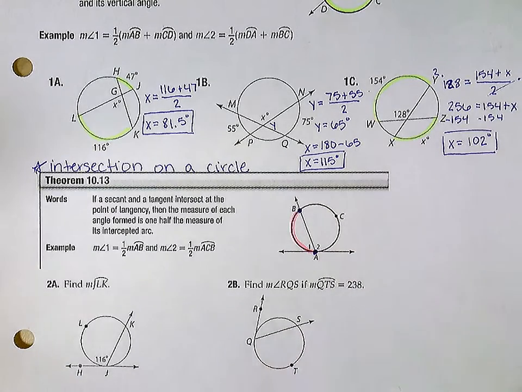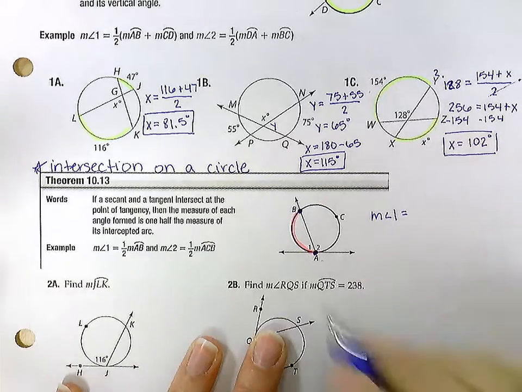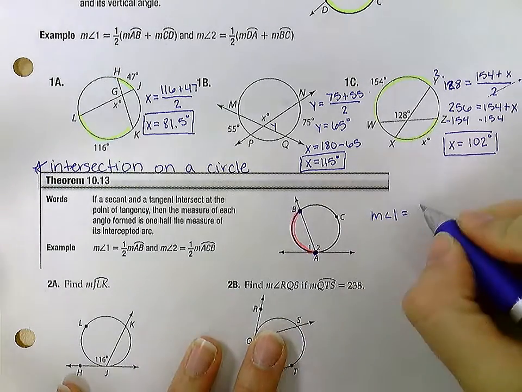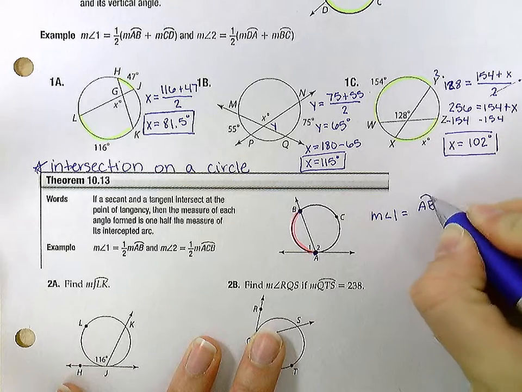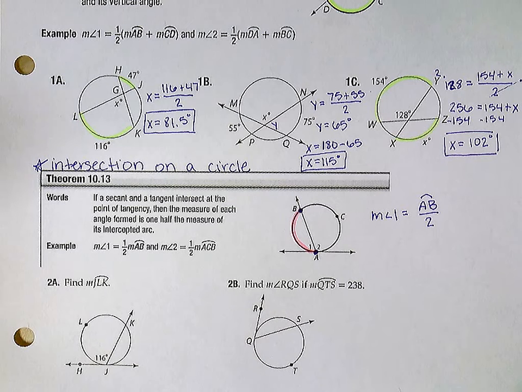So all I have to do to find the measure of angle 1 is take my arc, AB, and divide it by 2 since it's an intersection on that circle. Your angle, the vertex is on the circle.